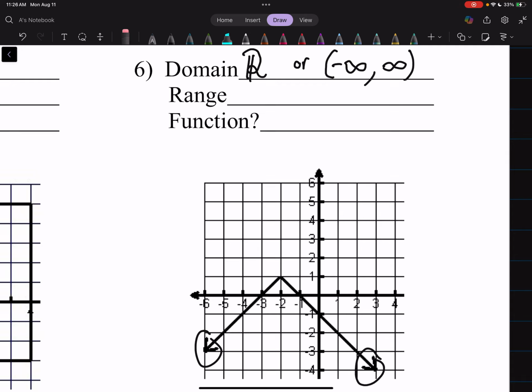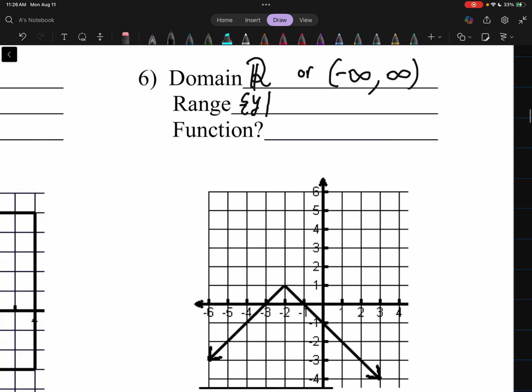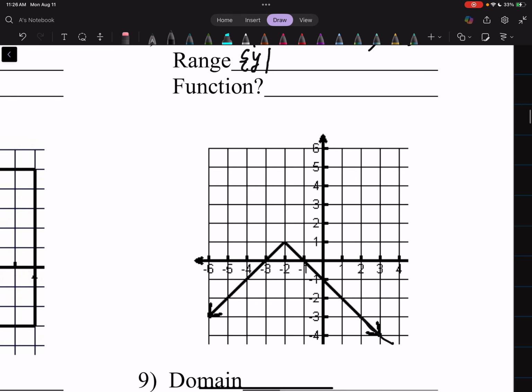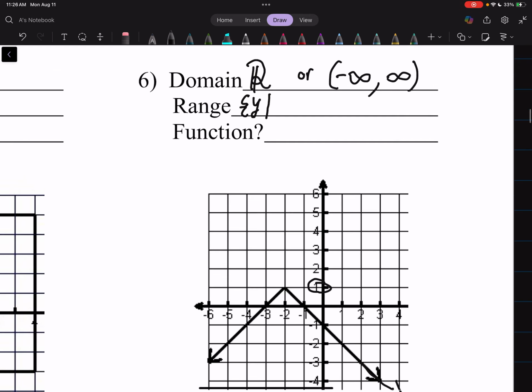My range, I'm going to write in set notation. So the set, all right, what am I talking about? The range. What is the range? The y values. So the set of y where, all right, if I notice my lines keep going down, so my lower bound is negative infinity, and the highest the y will ever be is positive 1. So I want y to be less than or equal to 1.